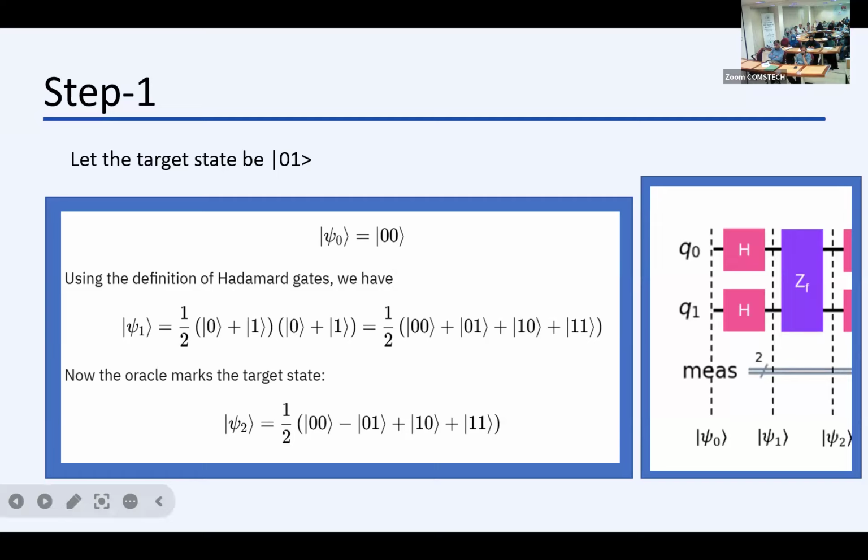Now the oracle is going to do the phase inversion. So it's going to put a negative sign on the state which we set as target. We want the 0, 1 state, so the oracle is going to put a negative sign at the 0, 1 state. So when our states pass through the oracle, our desired state is going to get a flip.